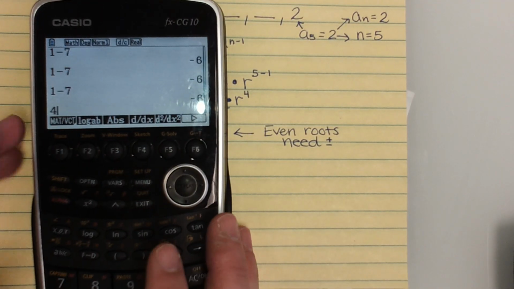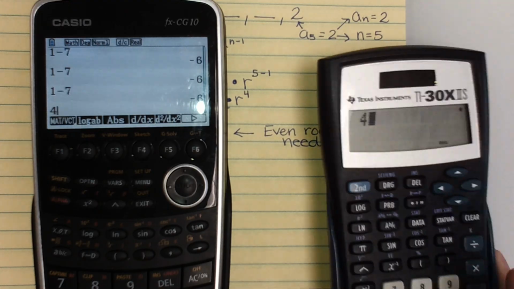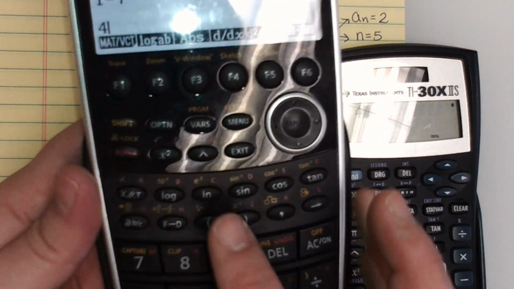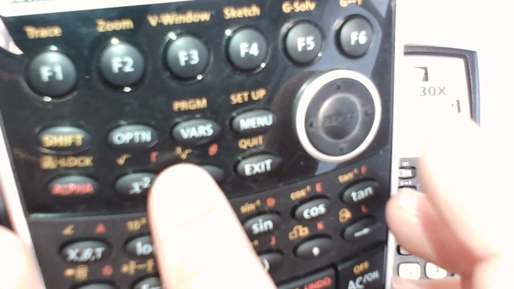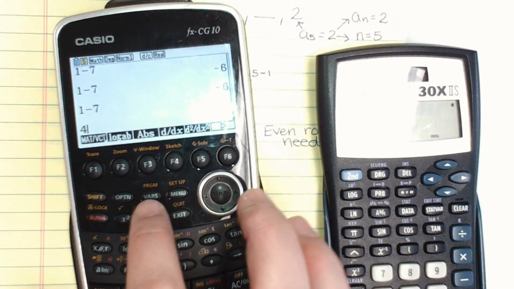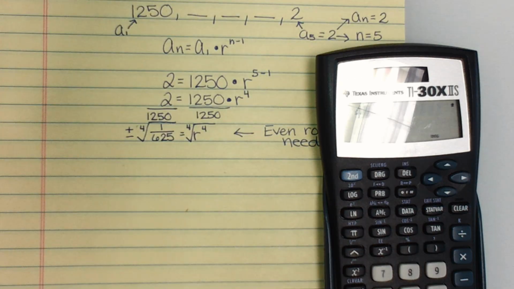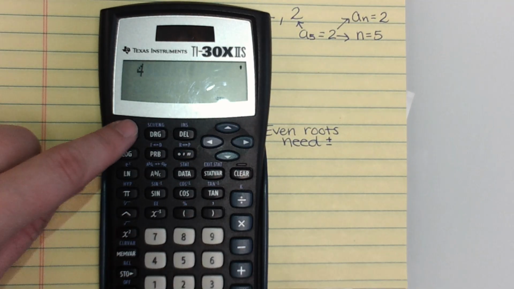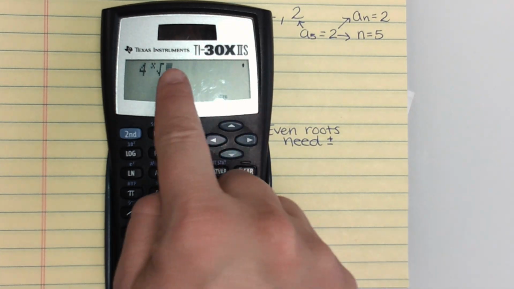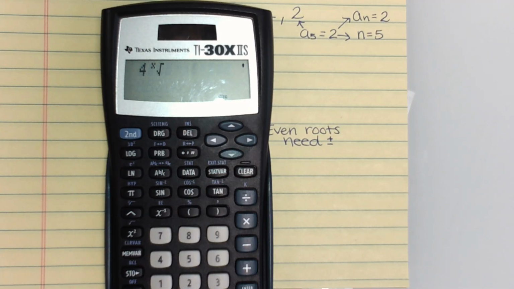On the Casios, or the little baby TIs, look for your power button. My power button's right here. Gold right next to it is an xth root. Shift, hit that power button. On the little baby TIs, same thing. Here's my power button. Second, that power button puts that on screen.